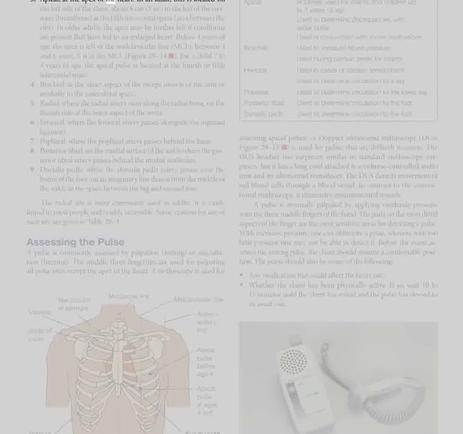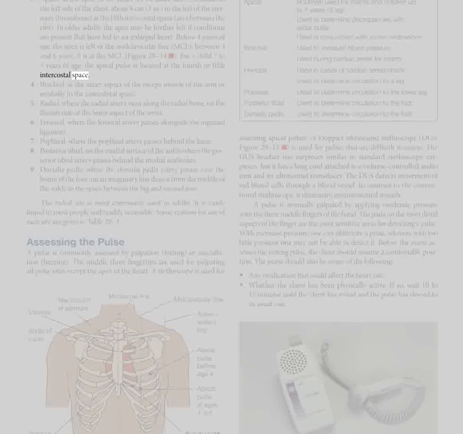3. Apical, at the apex of the heart. In an adult, this is located on the left side of the chest, about 8 centimeters (3 inches) to the left of the sternum, breastbone, at the 5th intercostal space, the area between the ribs. In older adults, the apex may be further left if conditions are present that have led to an enlarged heart. Before 4 years of age, the apex is left of the midclavicular line, MCL. Between 4 and 6 years, it is at the MCL, Figure 29-14. For a child 7 to 9 years of age, the apical pulse is located at the 4th or 5th intercostal space.